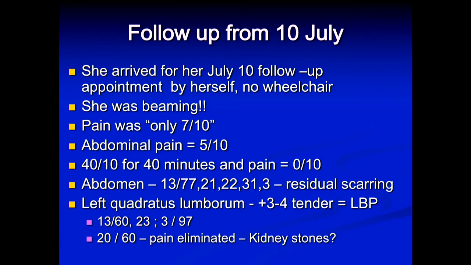Now, she came in by herself. She flew from Idaho to Portland, which is an hour and a half flight, by herself. No wheelchair, no husband, no caregiver, just her. Pain was only a 7. Her abdominal pain was a 5. I ran 40 and 10, inflammation in the spinal cord for 40 minutes, and her pain was a 0.